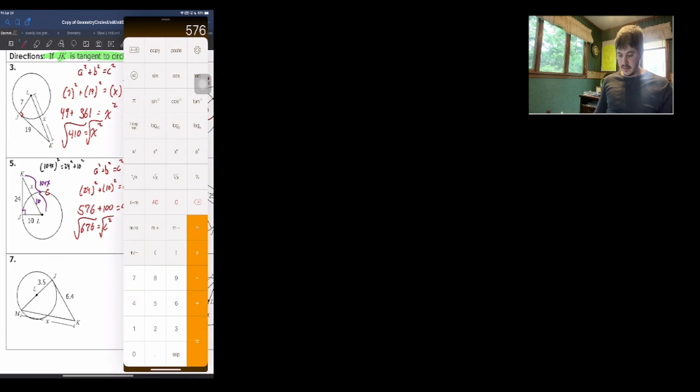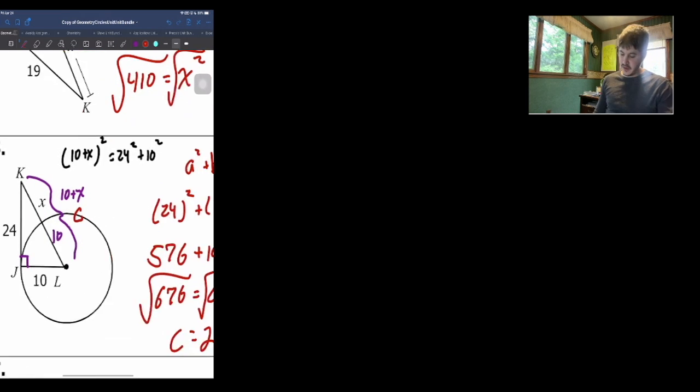Plus 100 equals c squared. So add 100 to that. That is going to be 676 equals c squared. We'll square root both sides. This might be 26. It is 26. So the hypotenuse is 26.